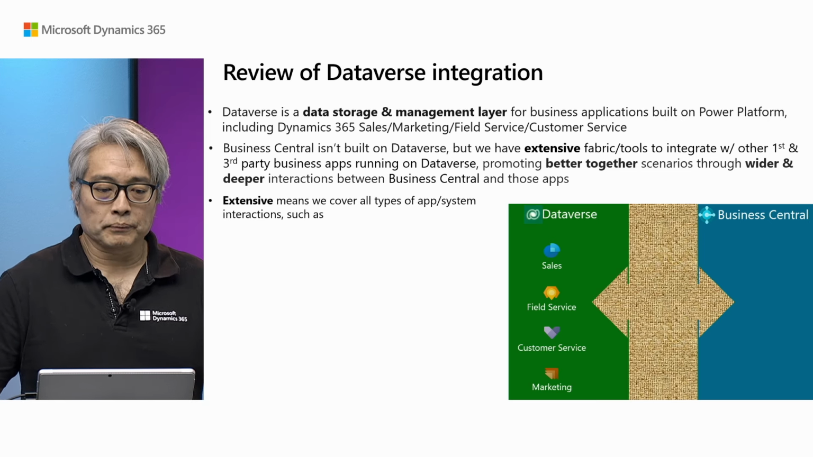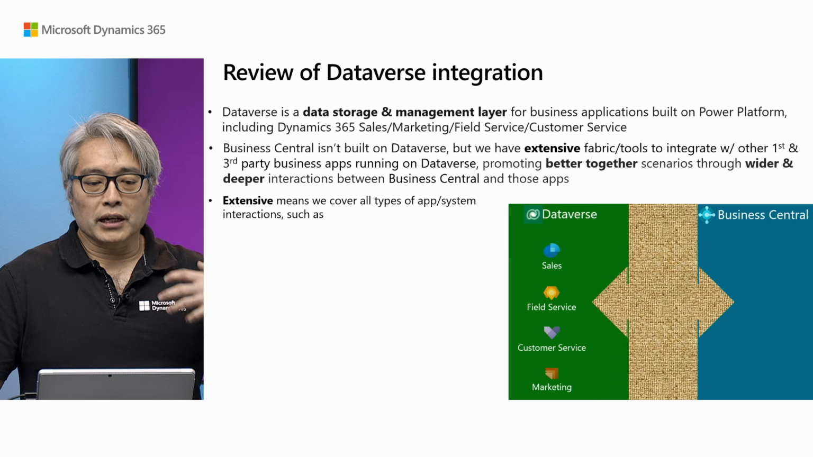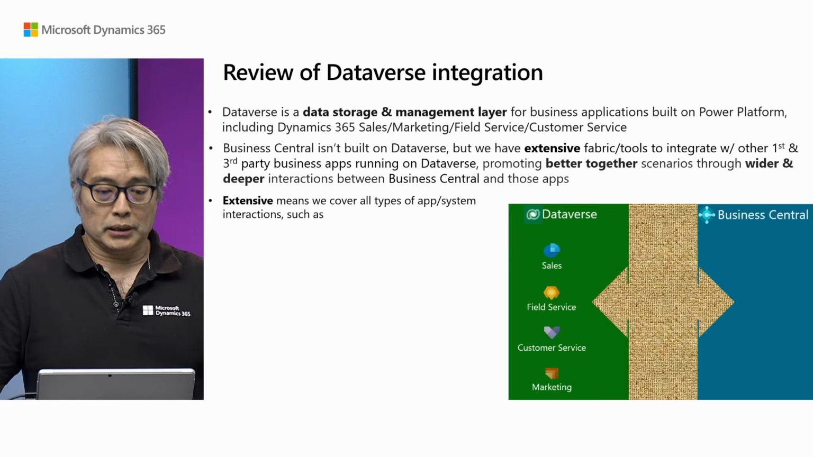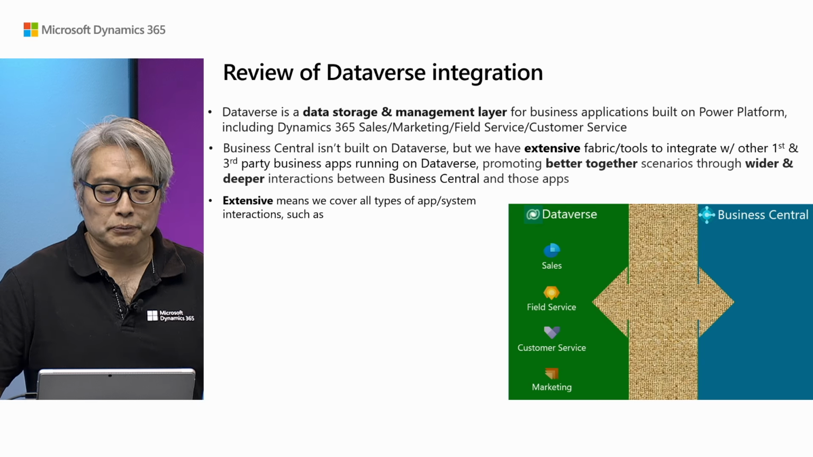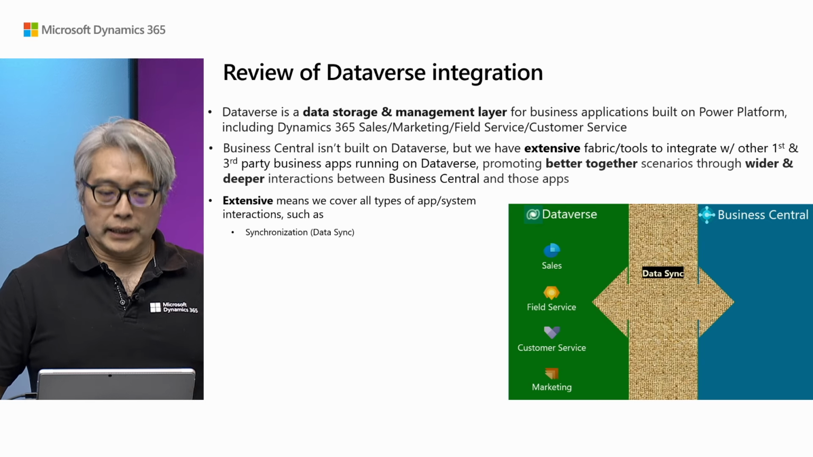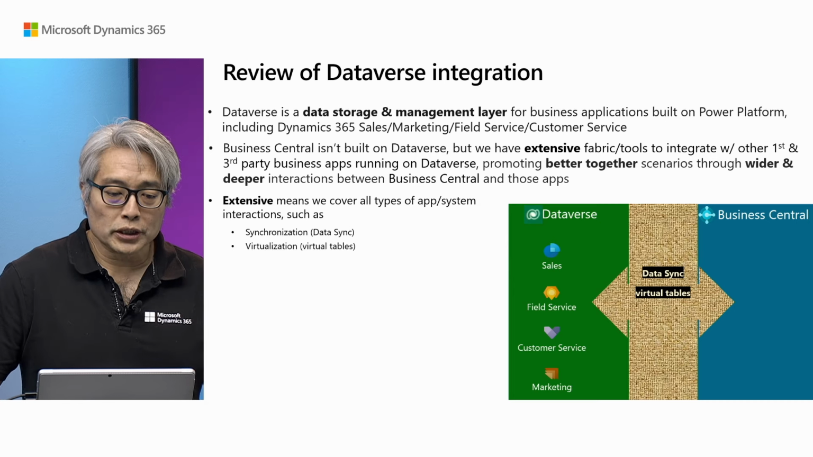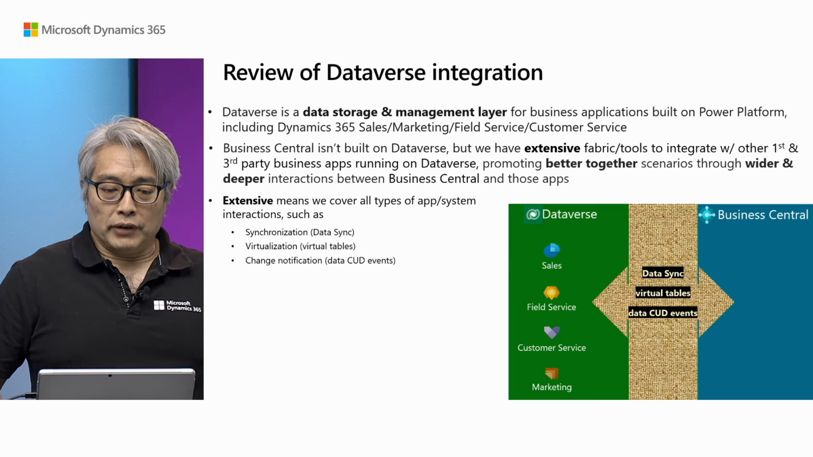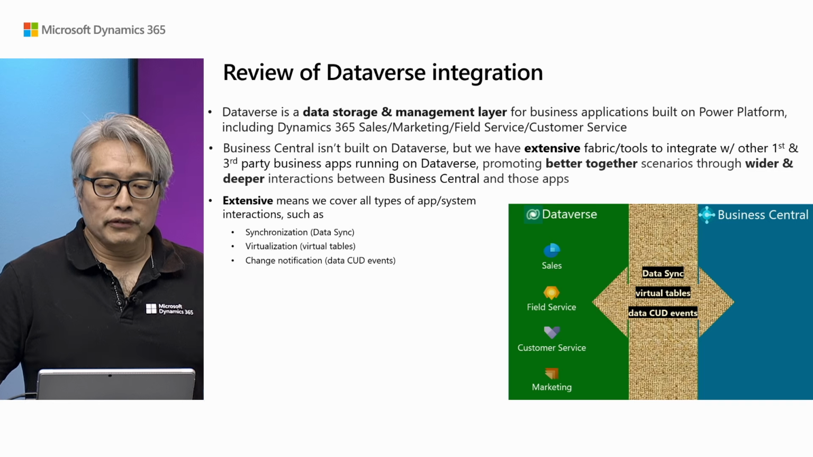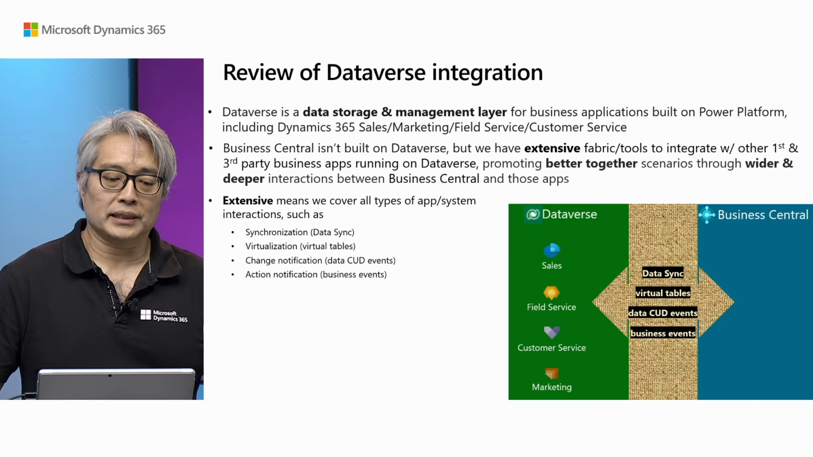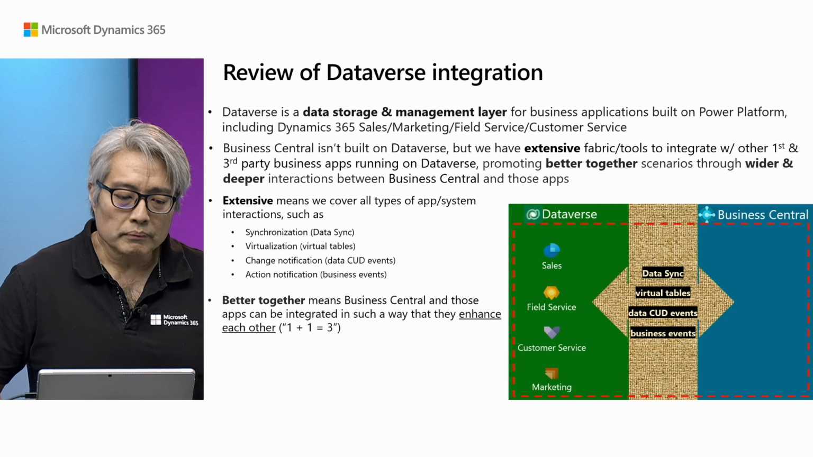on those apps. Extensive means we cover all types of app and system interaction between Business Central and those Dataverse apps, such as data sync or synchronization, virtual tables or virtualization, data cut events, data change, update or delete events, or change notification, and finally business events, which is action notification.